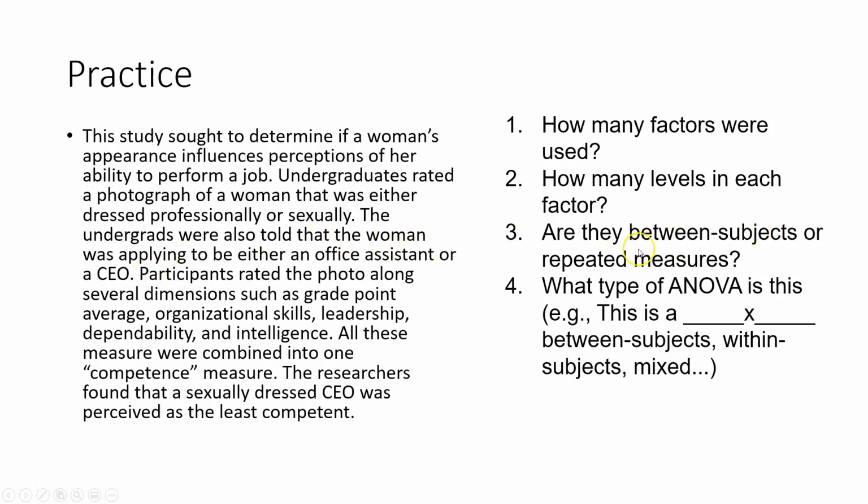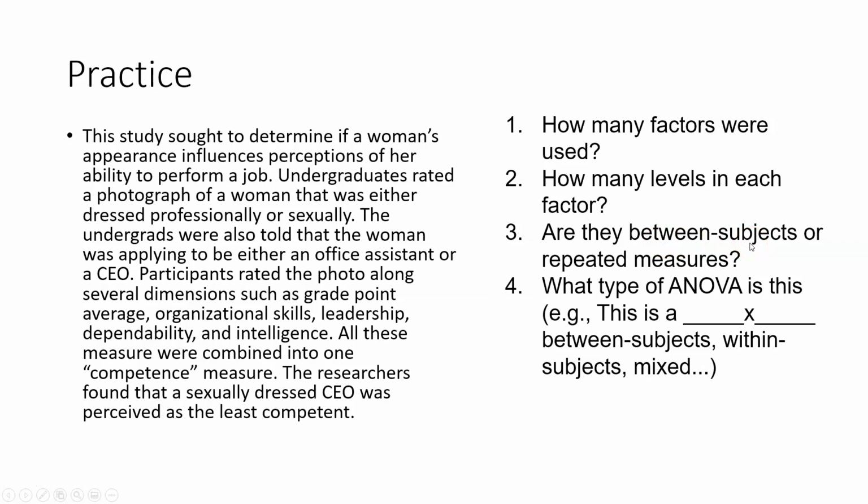Are they between or repeated? Well, the undergraduates were only asked to rate one photo, and they were told information about that person. In the photo, she was either dressed professionally or sexually. They weren't shown multiple pictures of both kinds. They were just shown one photo, and each person rated that photo. They were also told information about her, that she was either an office assistant or a CEO, but they were not given multiple photos and told different things. So both of those, again, are between subjects.